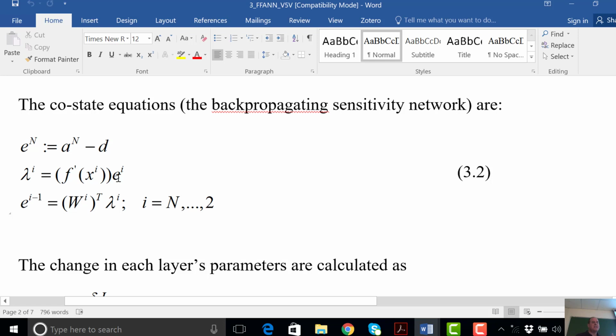So when you begin, this is e to the n. It's going to give you lambda to the n. Lambda to the n is going to give you e to the n minus 1. So you're going backward in deriving this. This network is an extracted network from the derivation of the gradient descent to make things intuitive and simple. You don't have to do it.